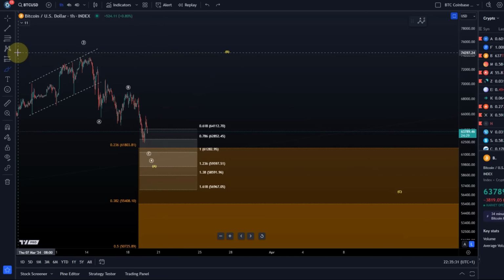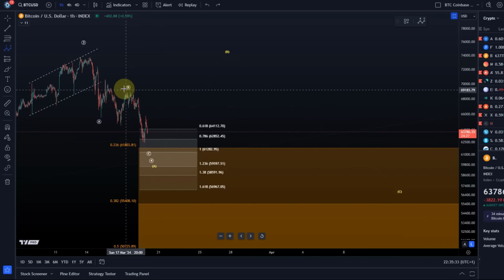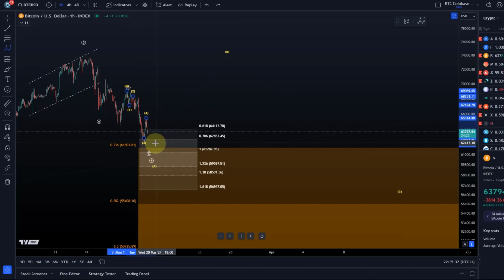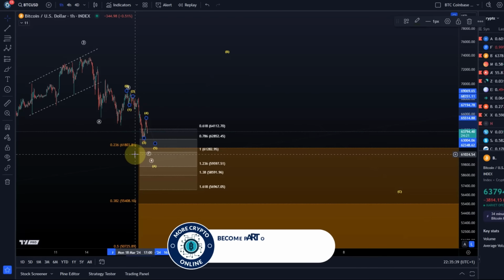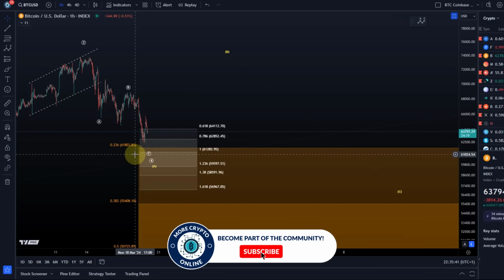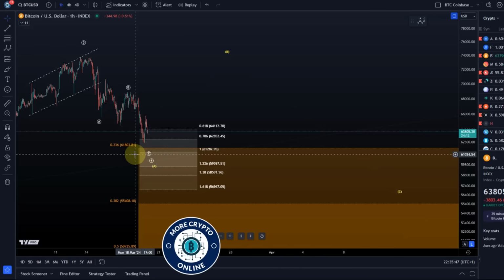But we could say that this C wave looks somewhat incomplete. Could be that we get here a 1, 2, 3, 4, 5. One more low would be ideal. And then we have 5 waves down in wave C. And yeah, that would be the completion of an ABC structure, as highlighted in white.